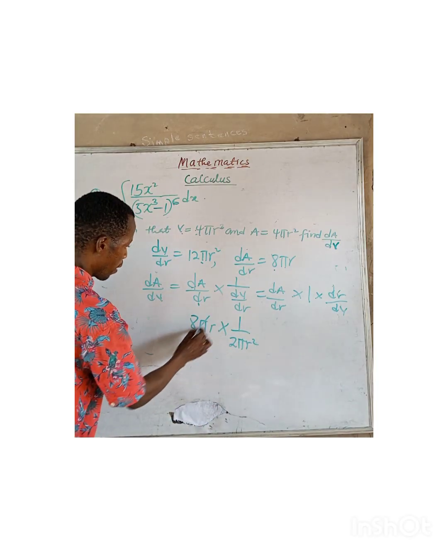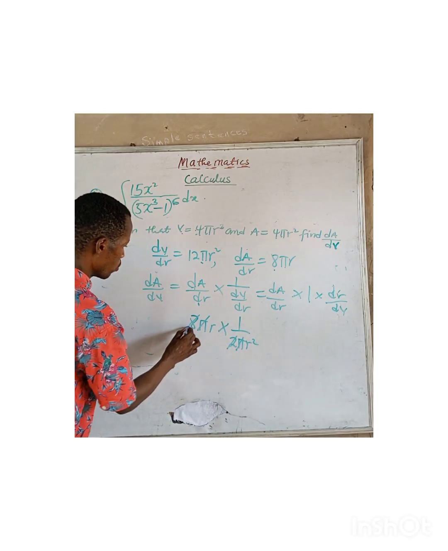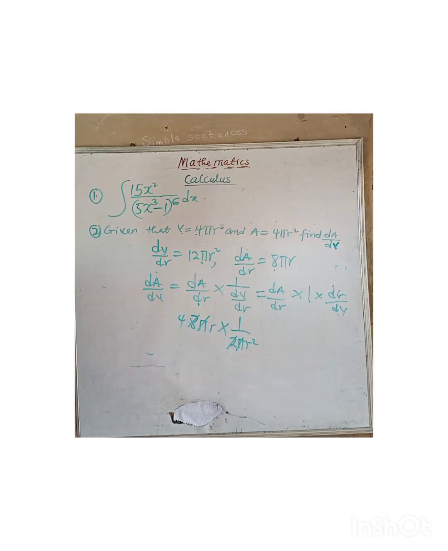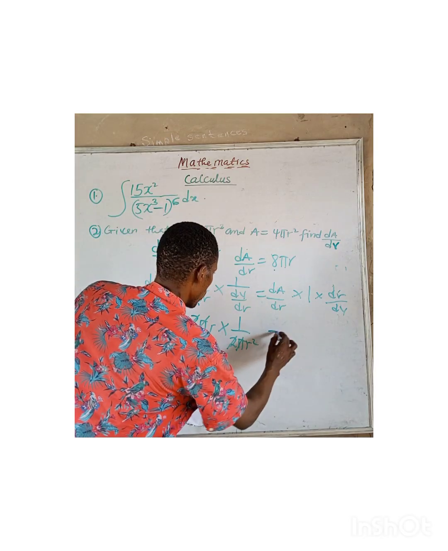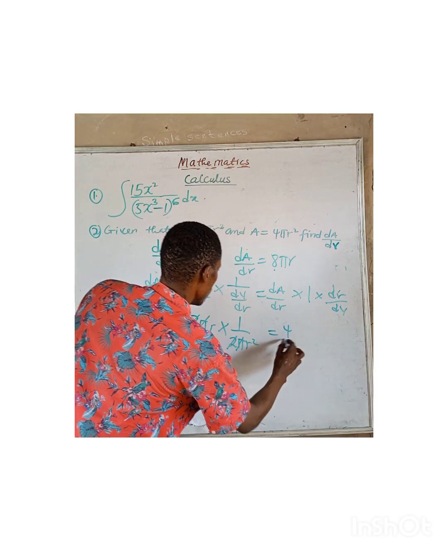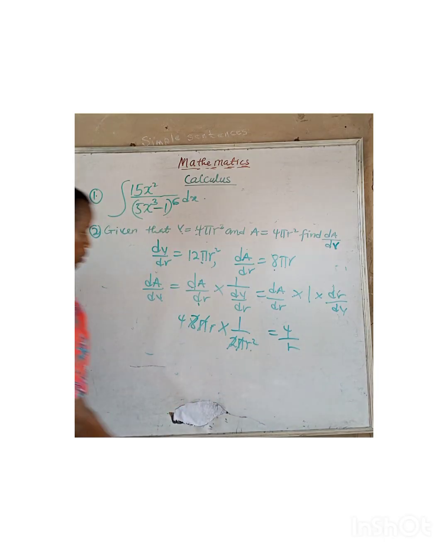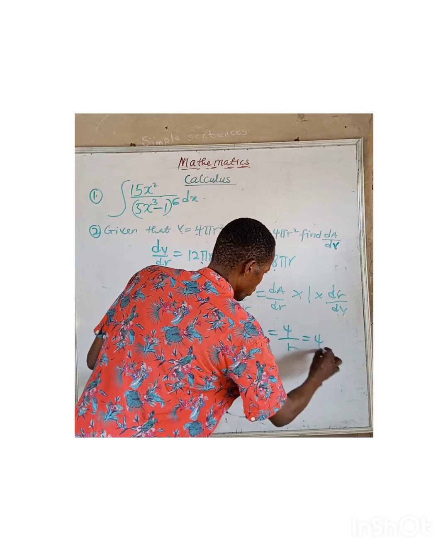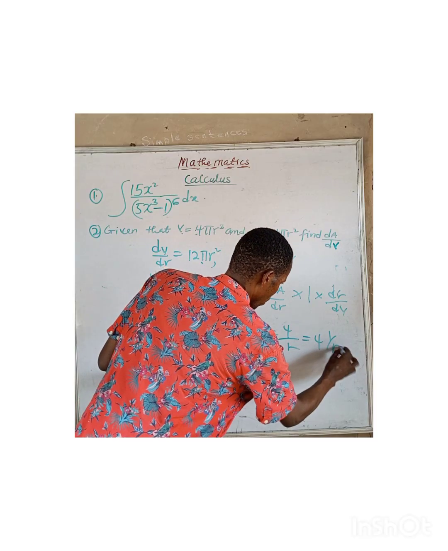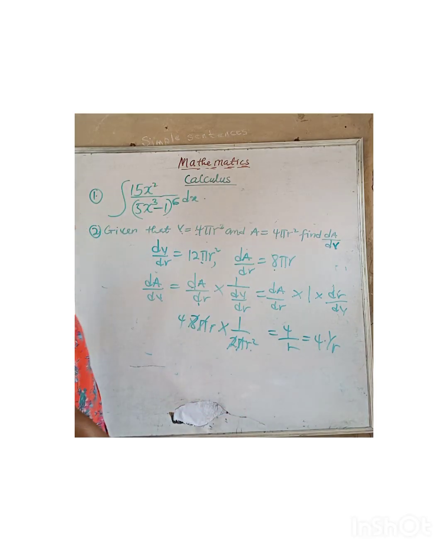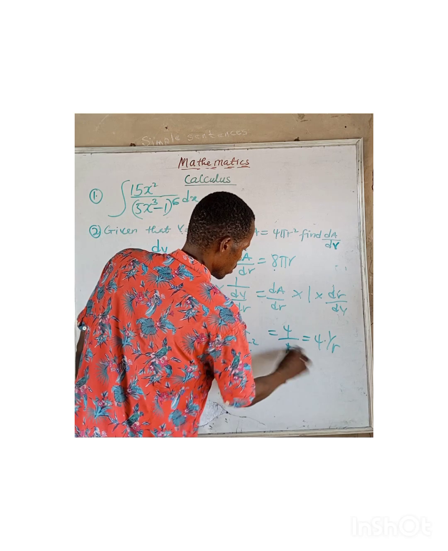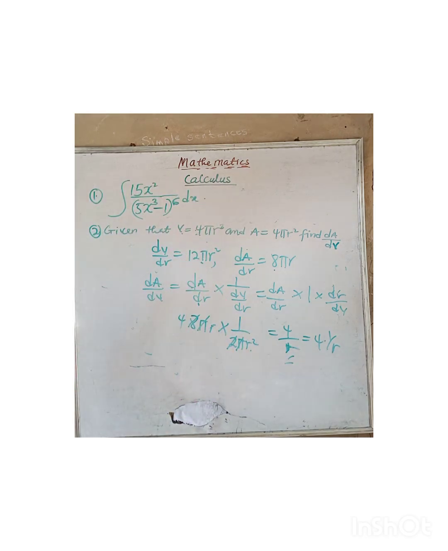Of course, pi goes with pi, and 4 goes into 8 to give us 2. So we are going to have 2 over r, which is the same thing as 2 into 1 over r. You can leave your answer like this. So it's as simple as that. If you have any question, please you can ask. You contact us. Thank you.